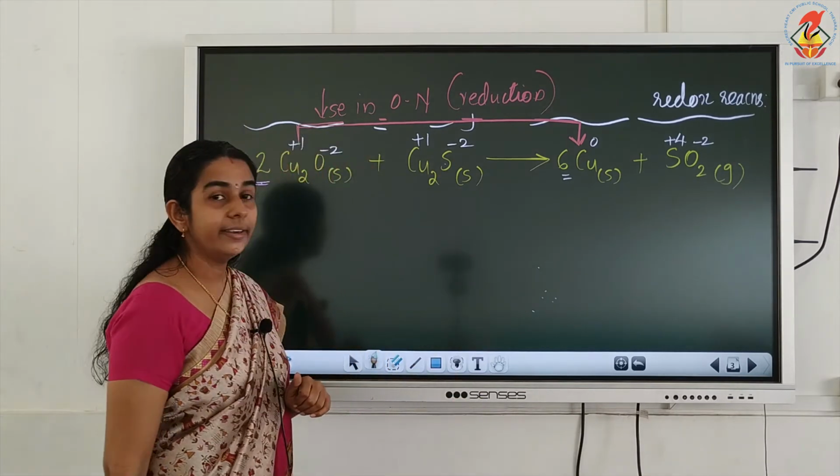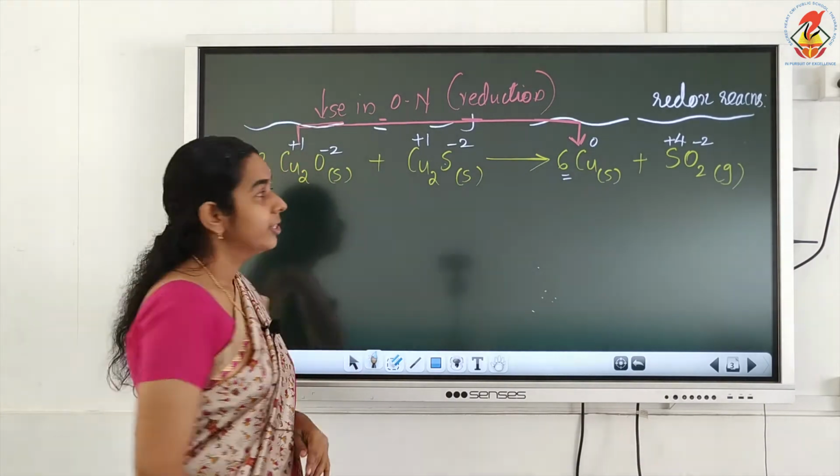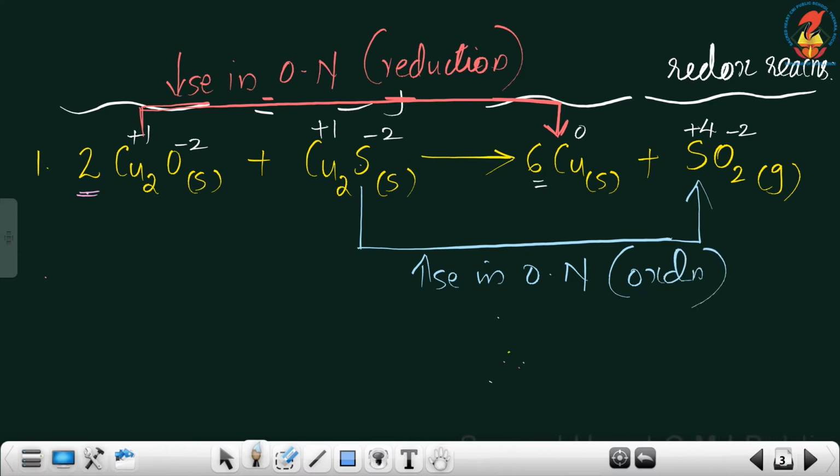Sulfur on the left hand side it is -2, but in the right hand side it is +4. So what is the change in oxidation number of sulfur? If one arrow you are drawing on the top, the next one we can draw at the bottom. So sulfur, -2 becomes +4. -2 to +4 means there is an increase in oxidation number. An increase in oxidation number is representing oxidation. So sulfur is undergoing oxidation.